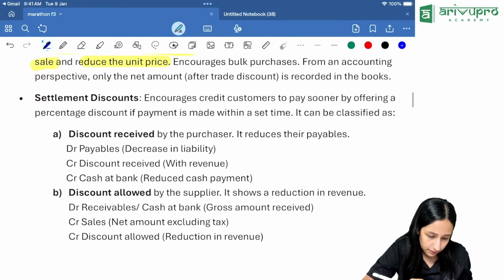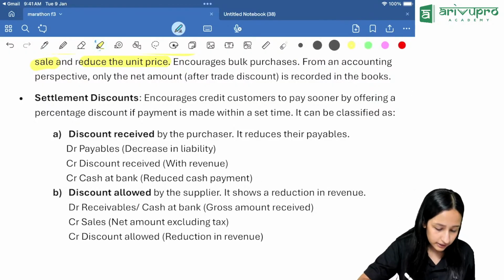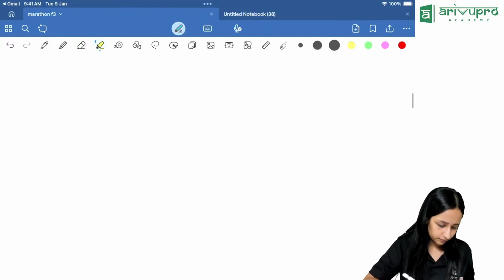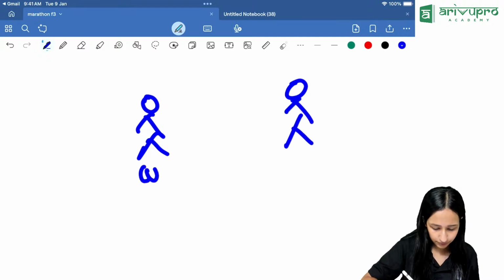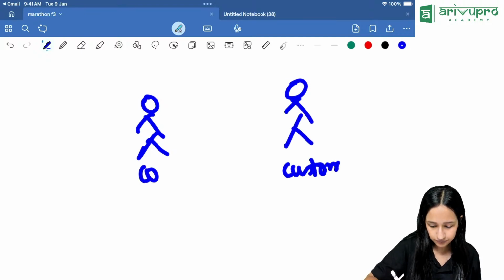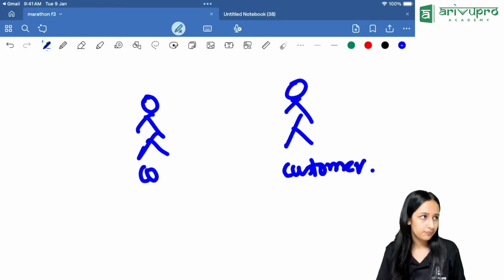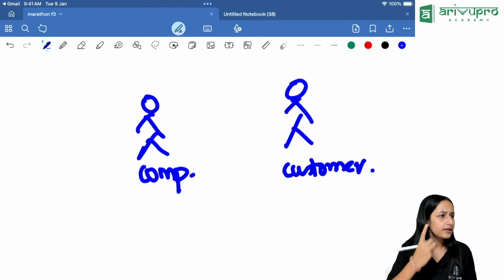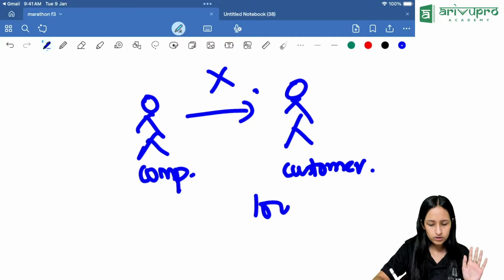Okay. Finally, coming to settlement discount. Settlement discount encourages customers to pay. What is the meaning of this? Let's see. Now, you again are the company and this is the customer. Okay, now while selling, you're not giving them any discount. So like, yeah, just take it for $1,000, take it.